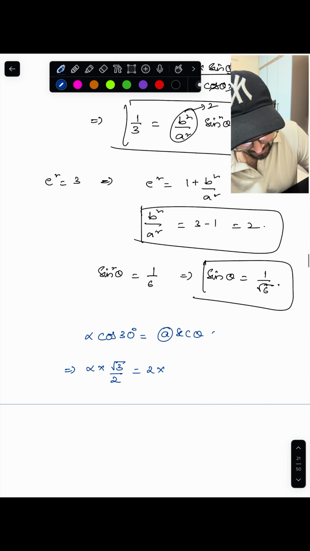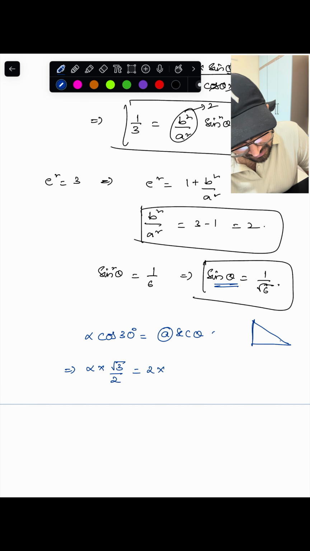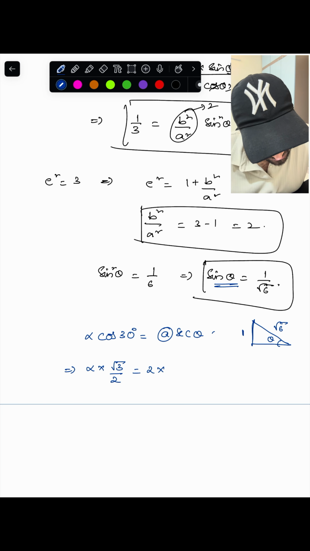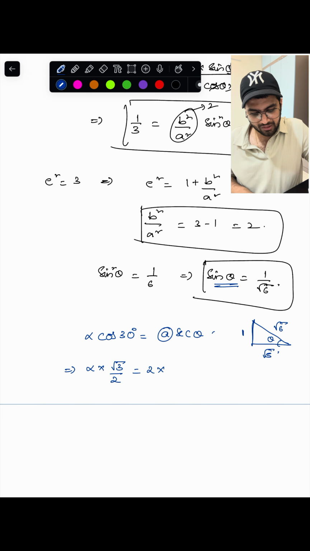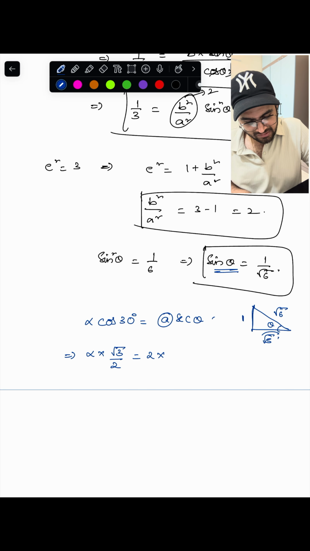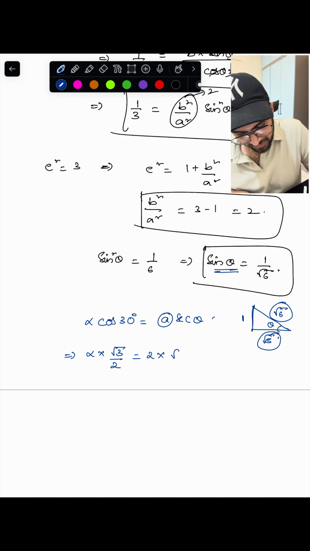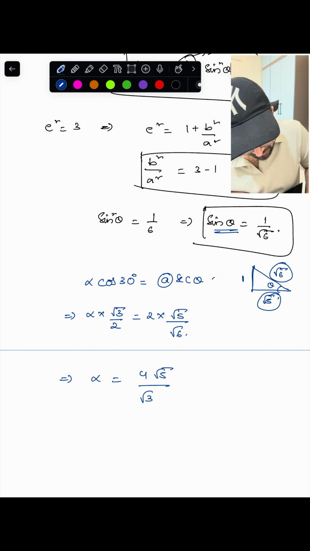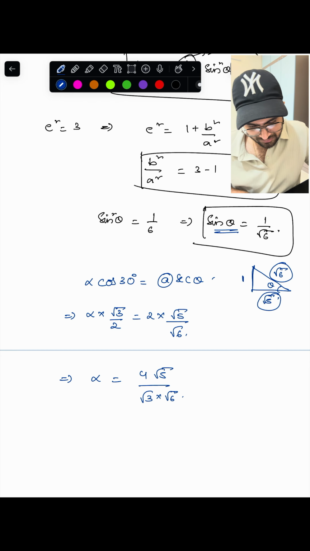Substitute here, and cos sin theta we need to find secant theta, that means theta is this one, opposite side is 1, hypotenuse is root 6. Now what is the adjacent side? Root of 6 minus 1, that is root 5. Now secant theta means adjacent side by hypotenuse, root 5 by root 6. Done. So now we got our alpha as 4 into root 5 by root 3 into root 6.